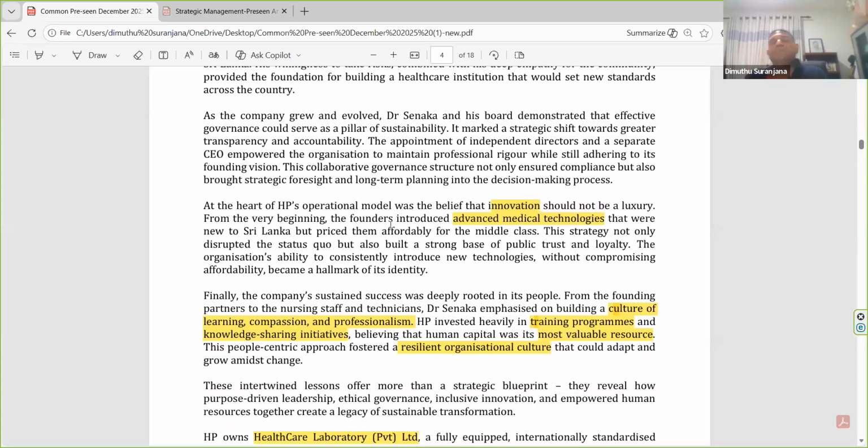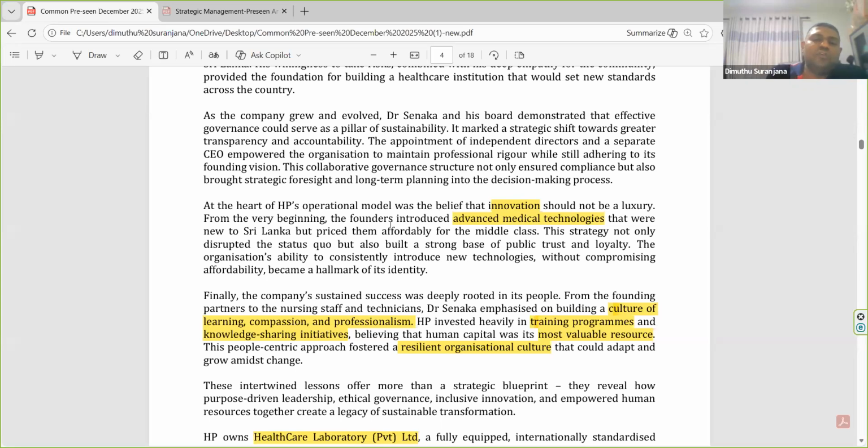As the company grew and evolved, Dr. Sena and his board demonstrated that effective governance could serve as a pillar of sustainability, marking a strategic shift toward greater transparency and accountability. The appointment of an independent board and a separate CEO empowered the organization to maintain professional rigor while still adhering to its founding vision. This collaborative governance structure not only ensured compliance but also promoted strategic foresight and long-term planning in the decision-making process.